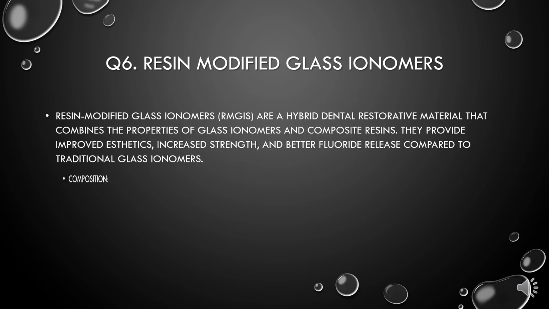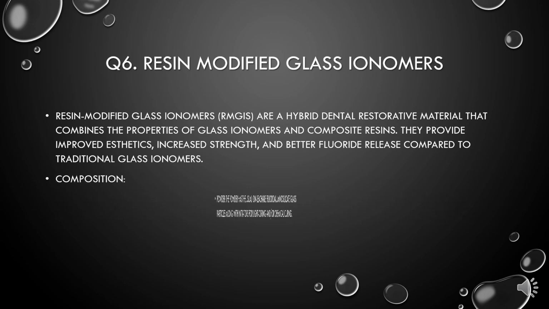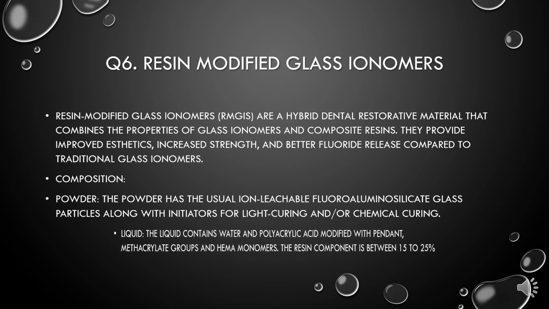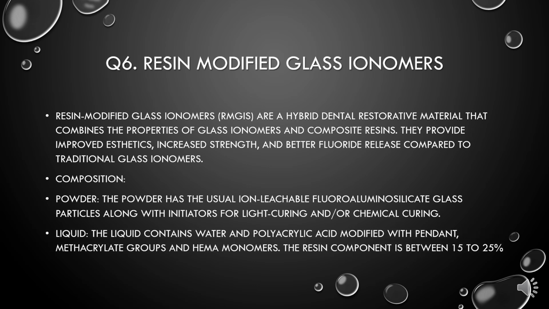Question number 6 is resin modified glass ionomers. Resin modified glass ionomers are a hybrid dental restorative material that combines the properties of glass ionomers and composite resins. They provide improved aesthetics, increased strength, and better fluoride release compared to traditional glass ionomers. The powder has the usual ion-leachable fluoroaluminosilicate glass particles along with initiators for light curing and/or chemical curing, and liquid contains water and polyacrylic acid modified with pendant methacrylate groups and HEMA monomers. The resin component is between 15 to 25%.